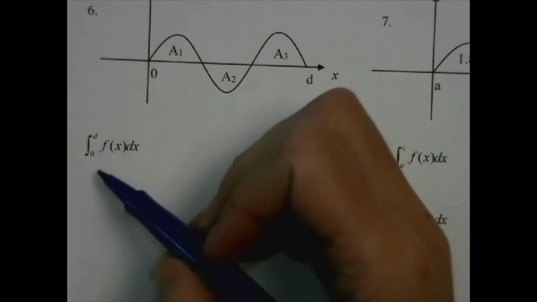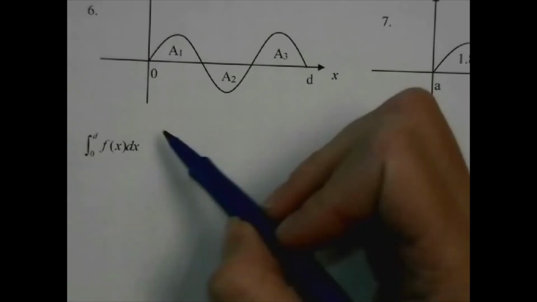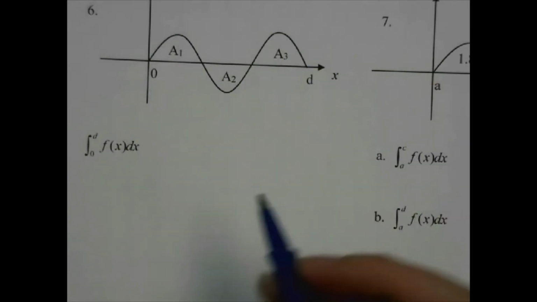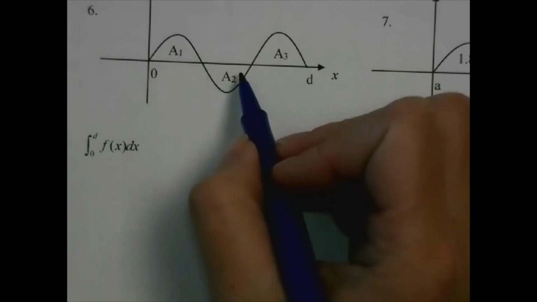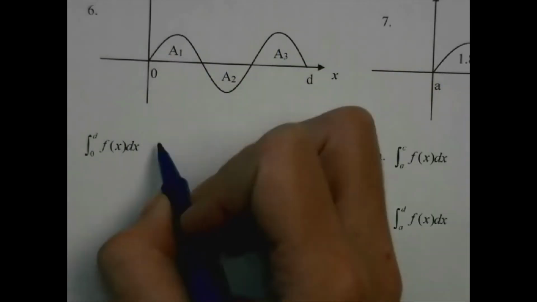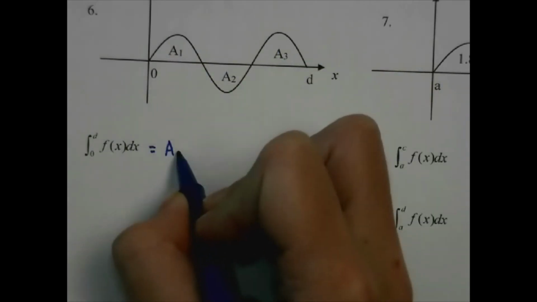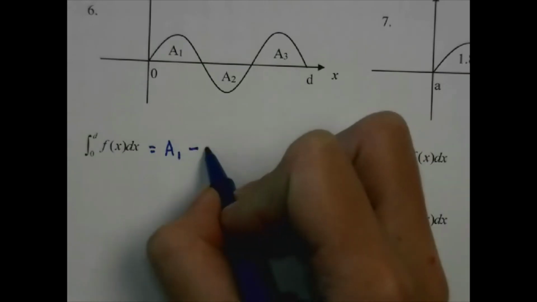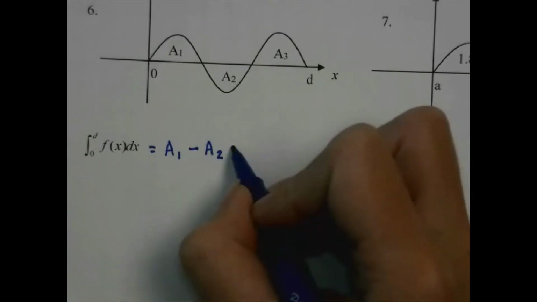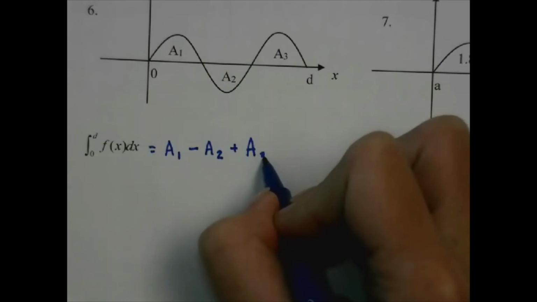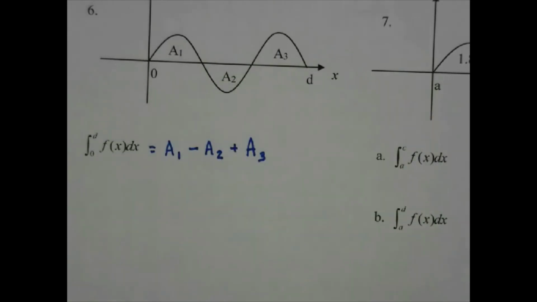Okay. This one, we're going the integral from 0 to d of f of x. So all we're going to do is we have above, below, above. So this is going to be whatever the area 1 is minus whatever the area of 2 is plus what the area of 3 is.